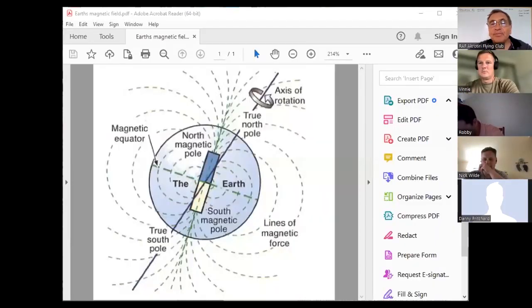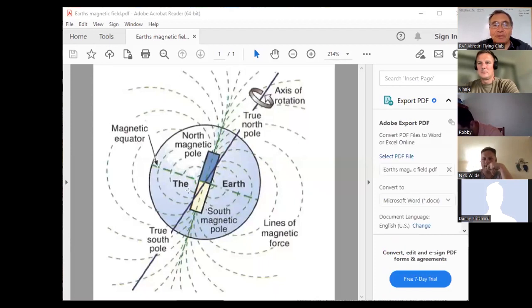Here we go. You can actually see that here's the true north on the axis of rotation of the Earth, and then inside the Earth you've got this giant magnet, if you like. This point here is magnetic north, this point here is magnetic south pole, and then lines of flux, or lines of magnetic force, emanate from the North Pole to the South Pole, like this.